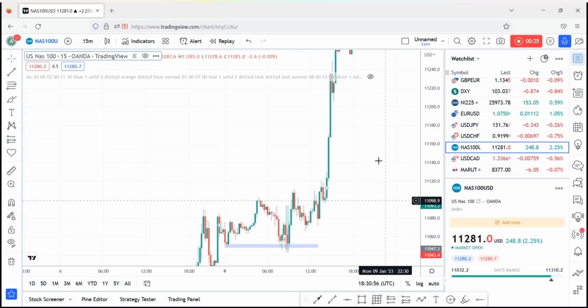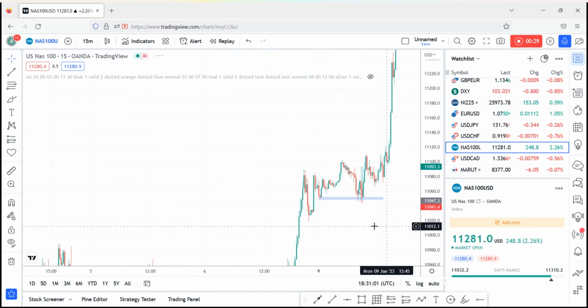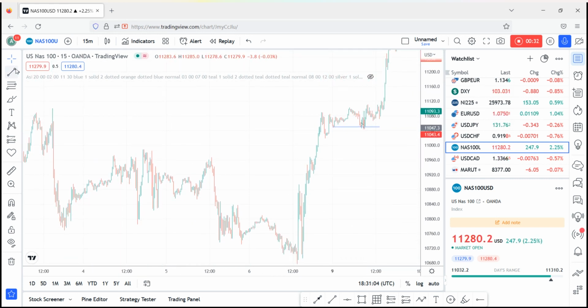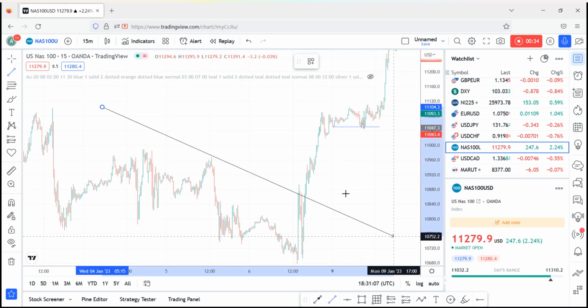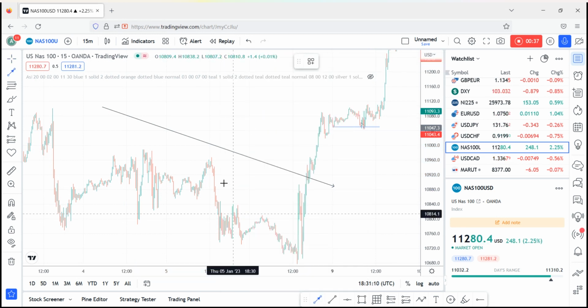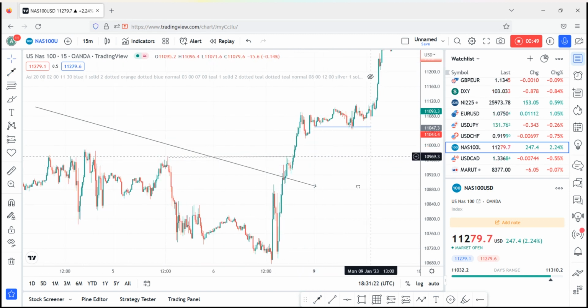So let's start the video. So here, guys, in NAS100 price was in a bearish trend, right? You can clearly see price was in a bearish trend, and from here, this was the last recent high from where price changed the character, right? This was the last recent high.